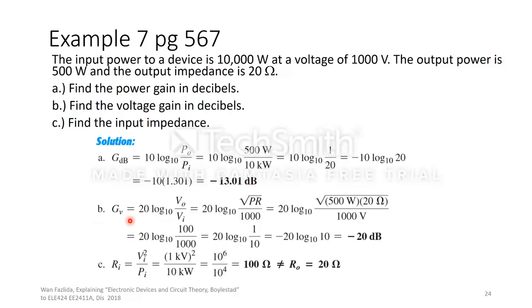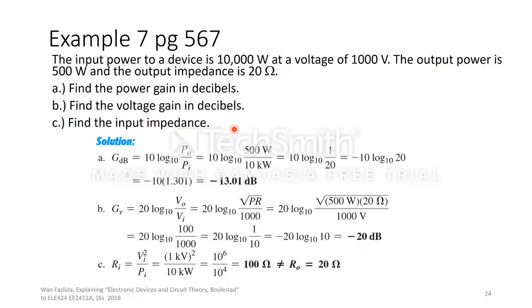Now the voltage gain in decibels, again, the voltage uses the value 20, so it's 20 times log base 10 of Vout over Vin. Here you don't have Vout, but instead you have output power, which is 500 watts, and output impedance, which is 20. Since P is equal to V squared over R, Vout is the square root of PR, so the square root of 500 watts times 20, divided by Vin, which is 1000 volts. So you're going to have the expression equal to negative 20 dB.